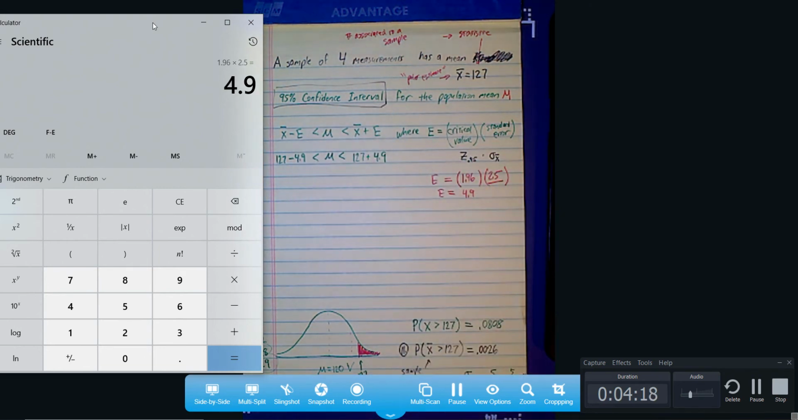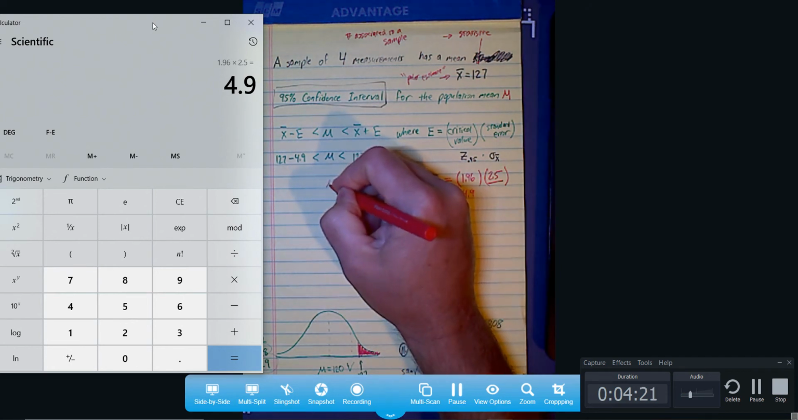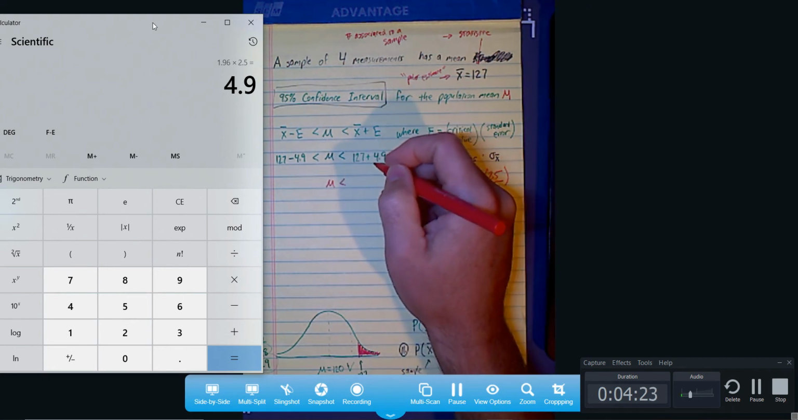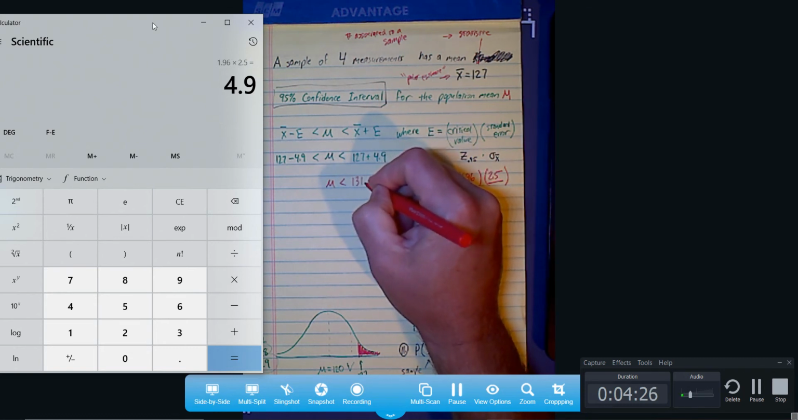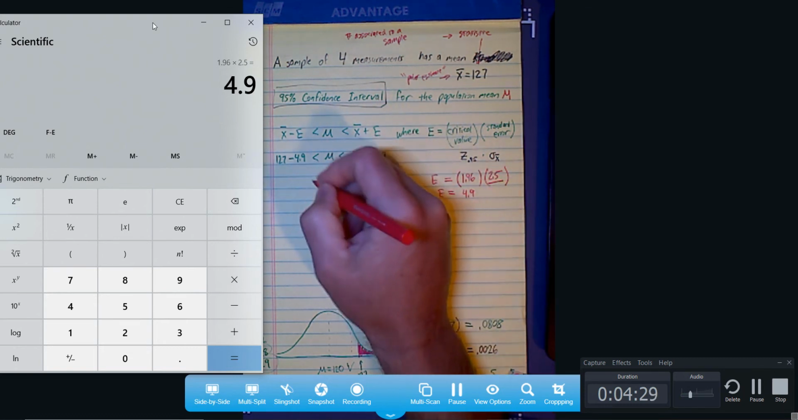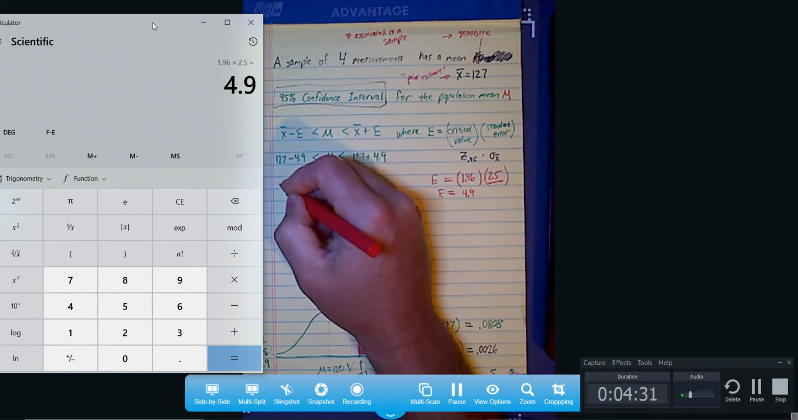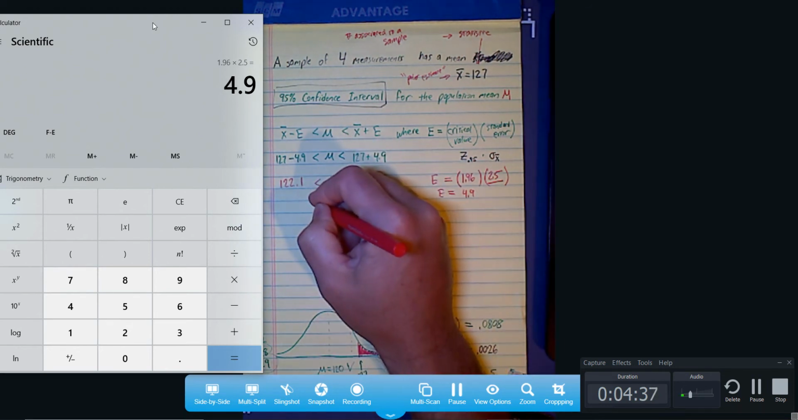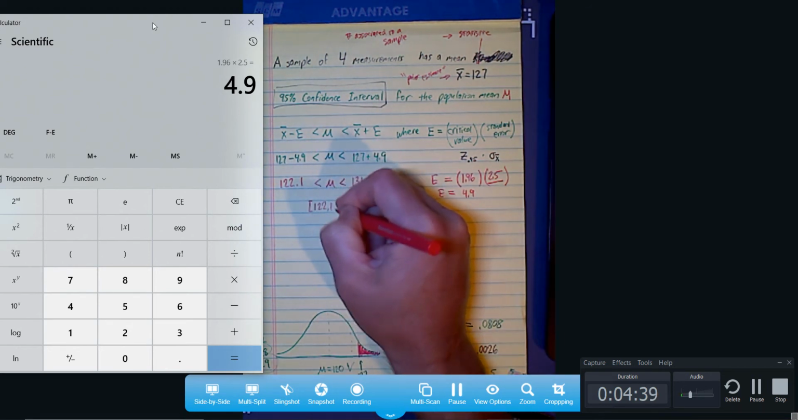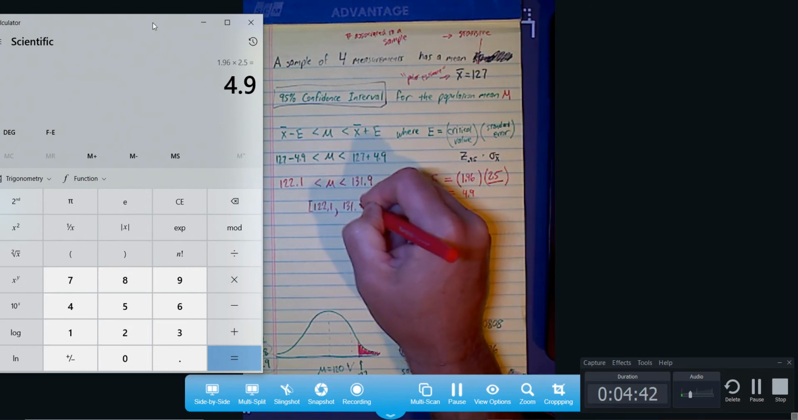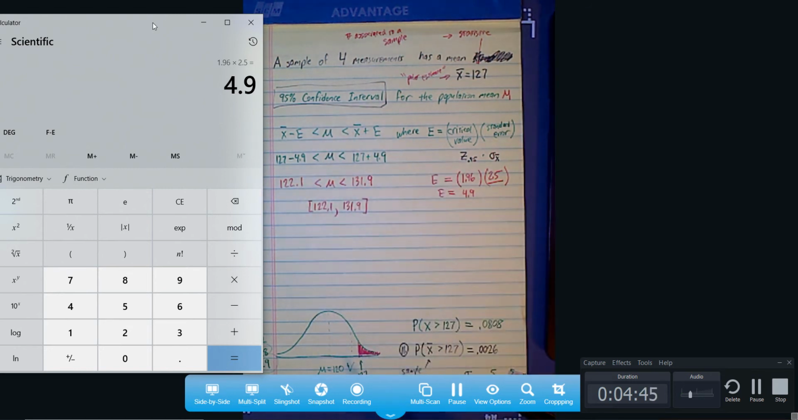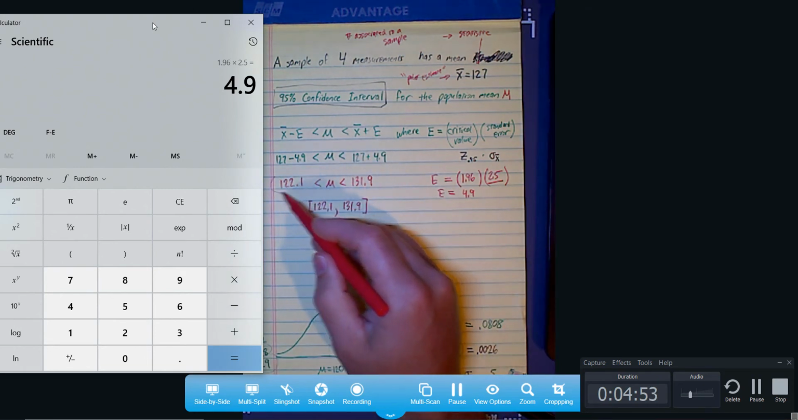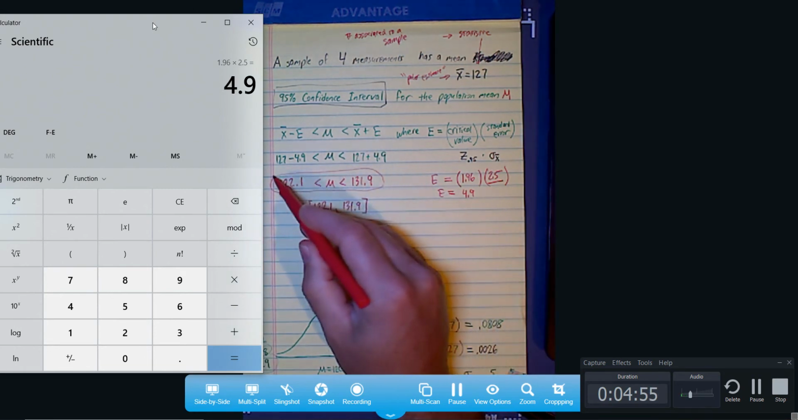And so there's a couple ways we could write it. We could write that the population mean is somewhere between 131.9, and if you subtracted, you would say, well, this is 122.1. Sometimes you'll see confidence intervals written in bracket notation. There's a couple different ways that they write them. But basically, what we're saying is, we think that the mean of the population is between these values.